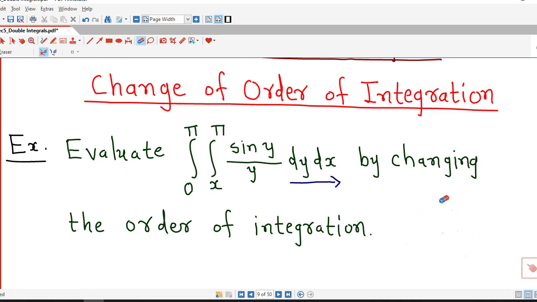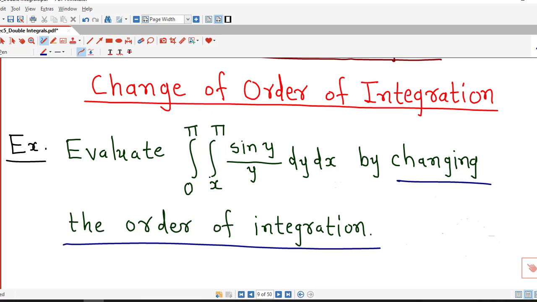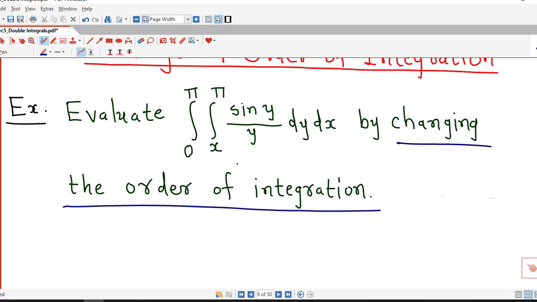We will integrate with respect to x first and then with respect to y. For that we have to sketch the region of integration, and we have to find the new limits of integration such that our order of integration becomes dx dy. Whenever we have this type of problem in which we want to evaluate our integral by changing the order of integration, we will first decide the limits of integration in the given double integral.